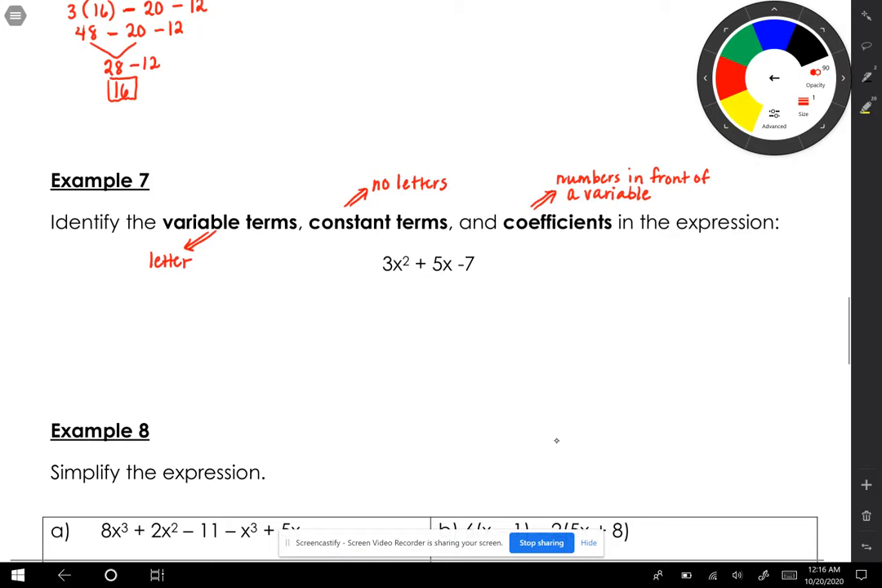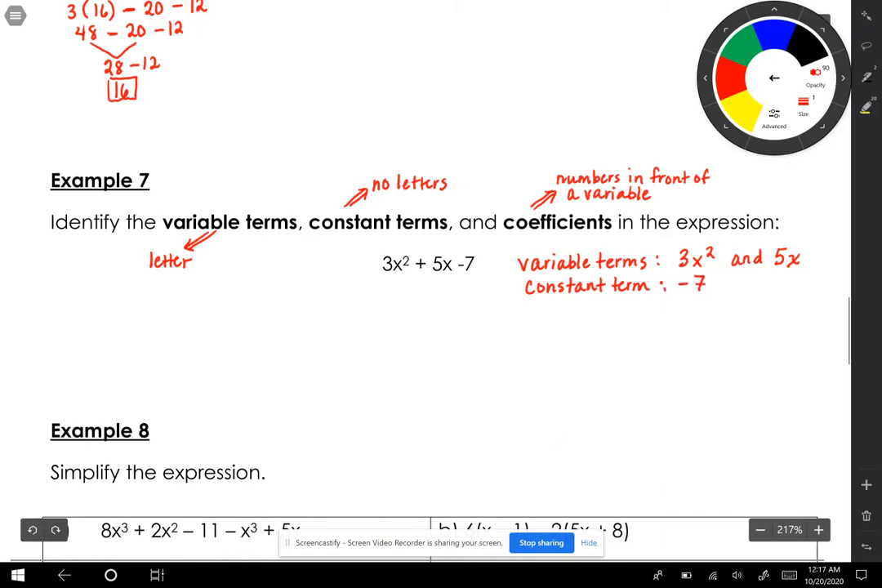So in this case, if we had to identify the variable terms, they are 3x squared and 5x because they have a variable in the term. There's 3 total terms. Terms are separated by a plus or a minus sign. The constant term is just the number without the variable, and that would be -7, sorry. Notice the negative sign that is to the left of the number goes with that number. And then lastly, the coefficients are any numbers that are in front of the variable terms. So 3 is a coefficient in front of 3x squared, and 5 is a coefficient in front of 5x. And there you go, vocab.